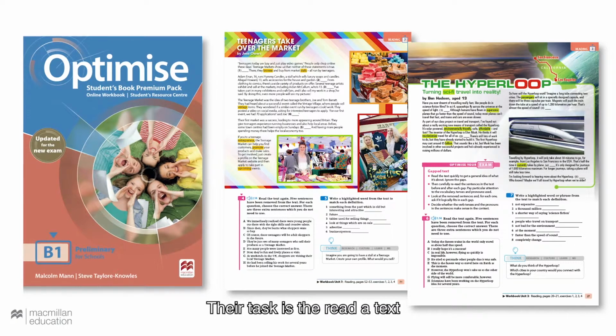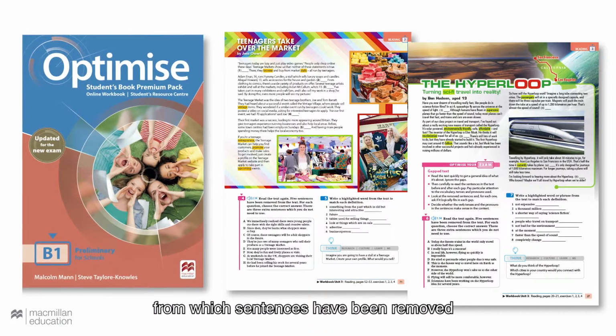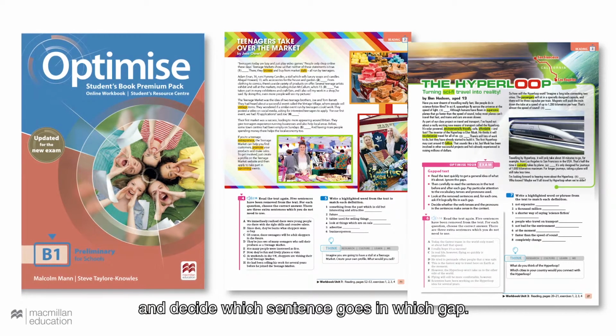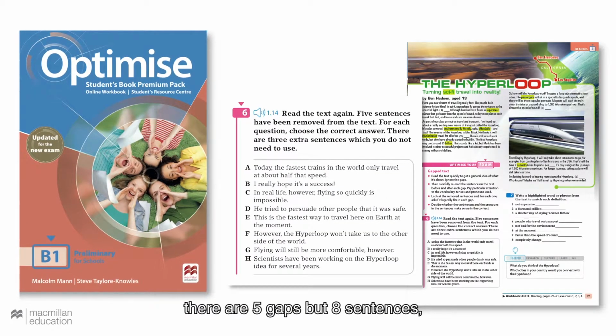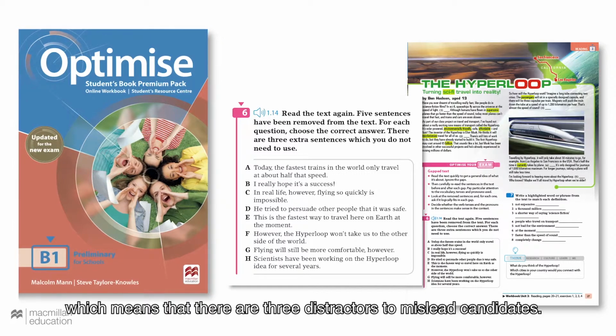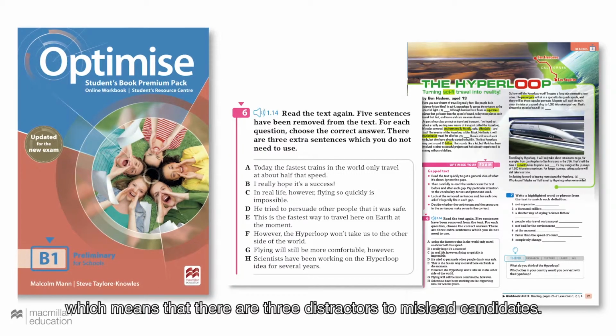Their task is to read a text from which sentences have been removed and decide which sentence goes in which gap. To make things a bit more challenging, there are 5 gaps but 8 sentences, which means that there are 3 distractors to mislead candidates.